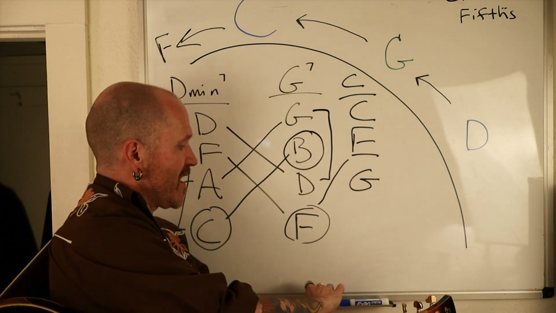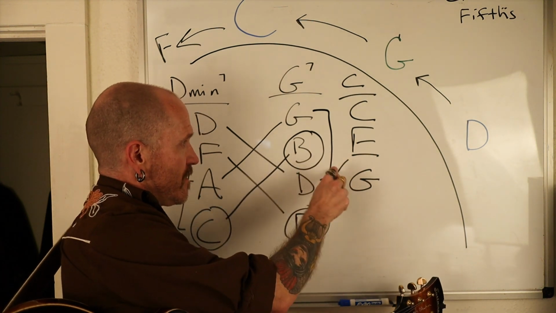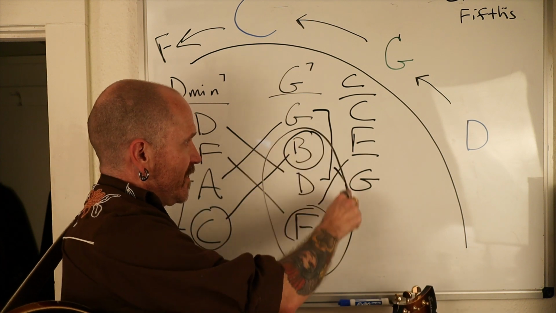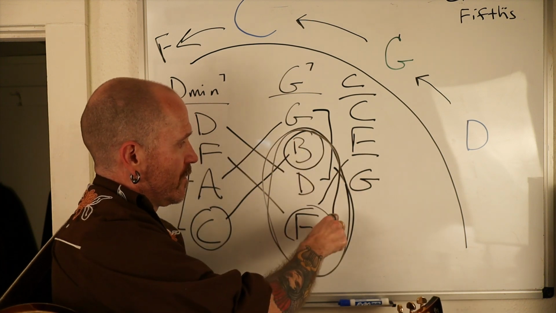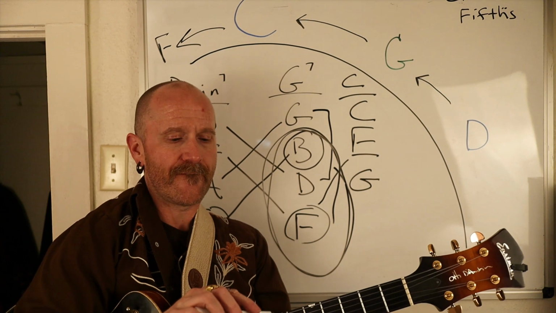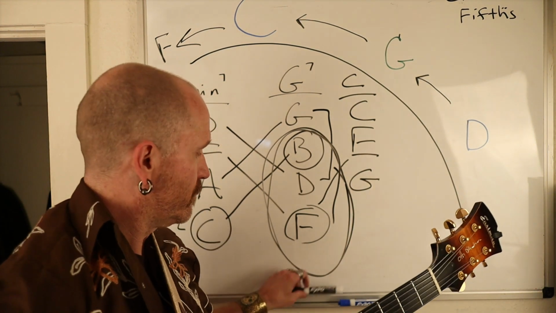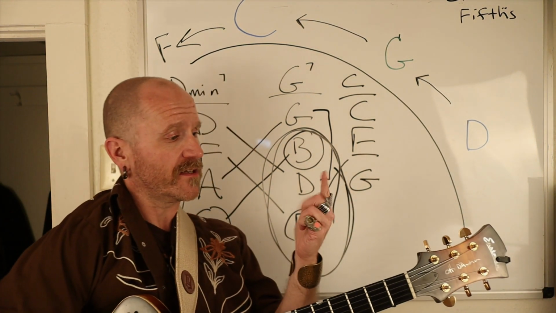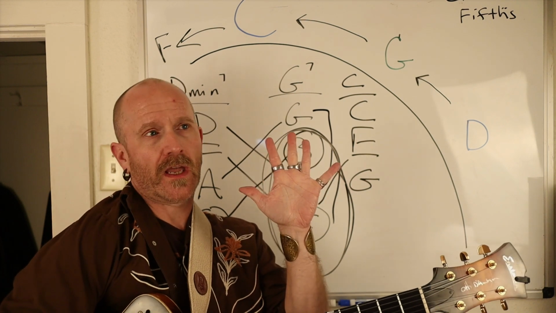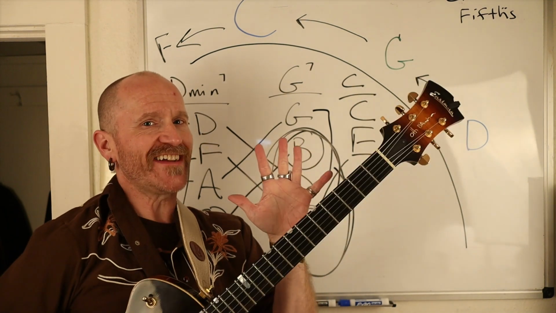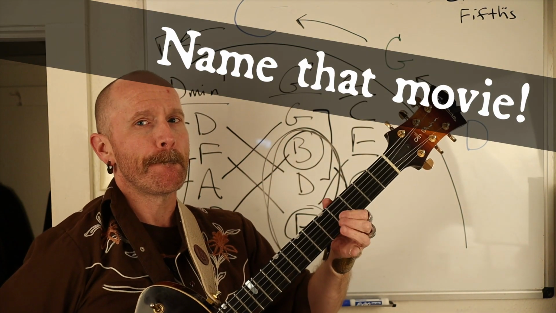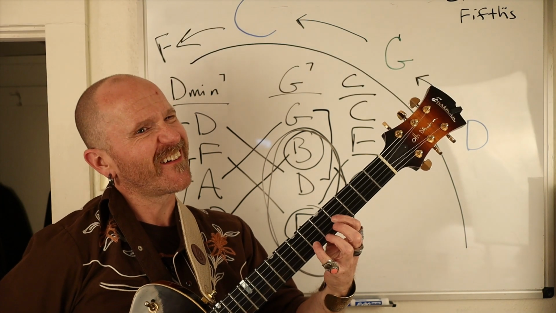But this right, oh God, there's a lot of lines here. This right here, B and F. What's that interval? It's a 5th. B, C, D, E, F. Okay, everything checks out. But wait a moment. Here's B. Here's F.